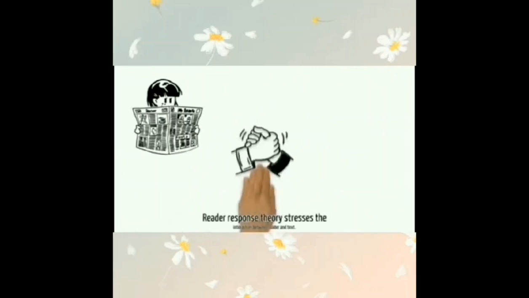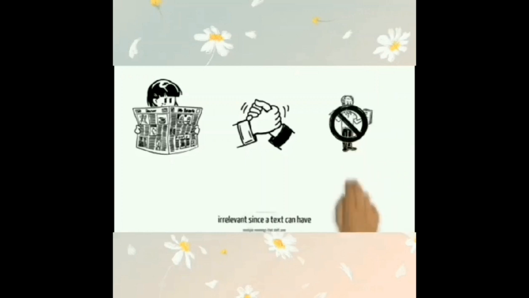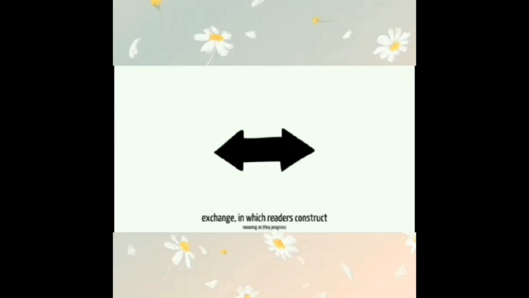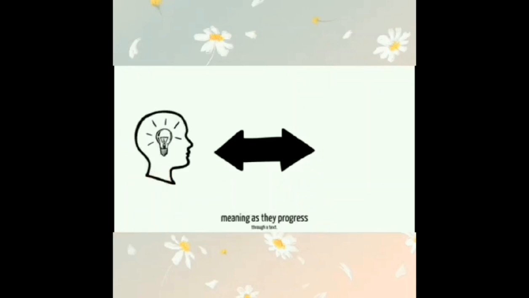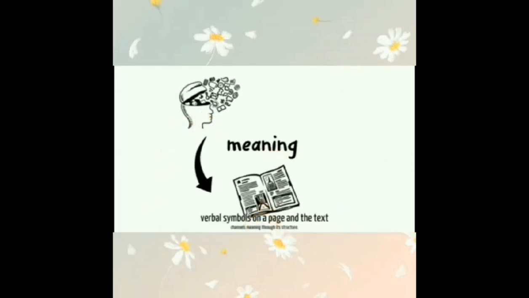Reader response theory stresses the interaction between reader and text. The intentions of the writer are irrelevant since a text can have multiple meanings that shift over time. In this theory, reading is a transaction or exchange in which readers construct meaning as they progress through a text. Because readers bring their own experiences and ideologies to the text, their responses will differ. The reader infuses personal meaning into verbal symbols on a page, and the text channels meaning through its structure.